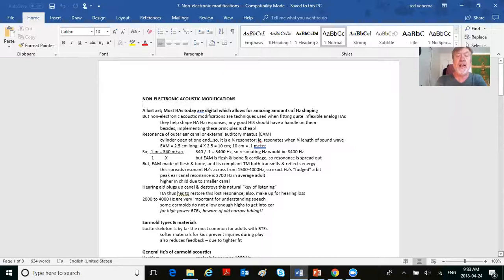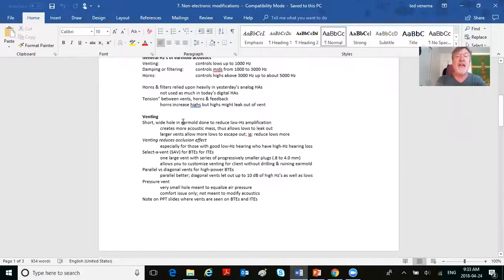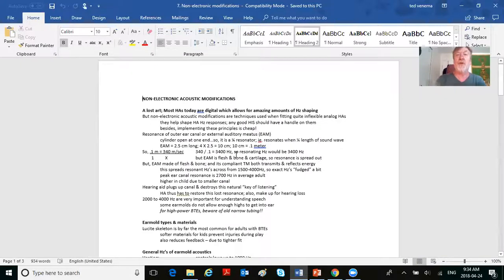I'm just going to highlight this right away. Three areas in the middle of page one. You'll see venting, you'll see damping and filtering, and horns. Those are the three elements that we will be talking about today. And the biggest of these, of course, is venting. So that's what we'll really be talking most about.